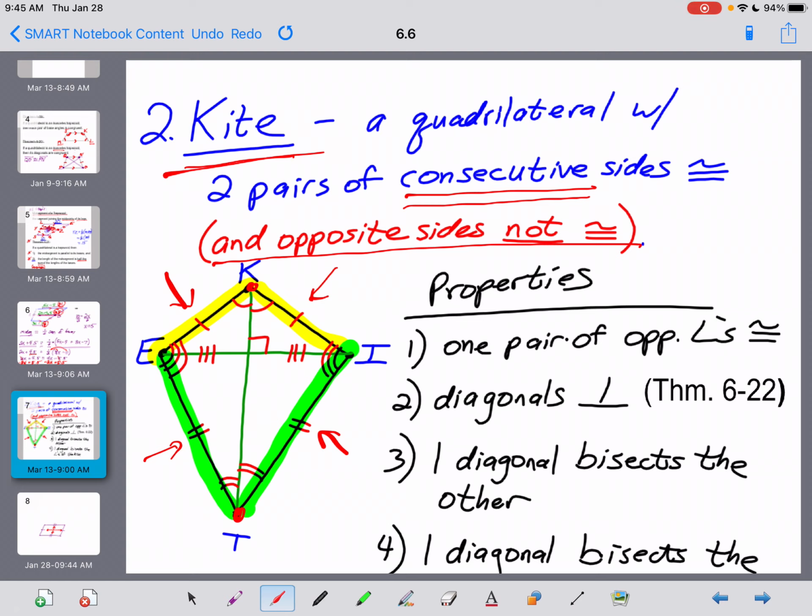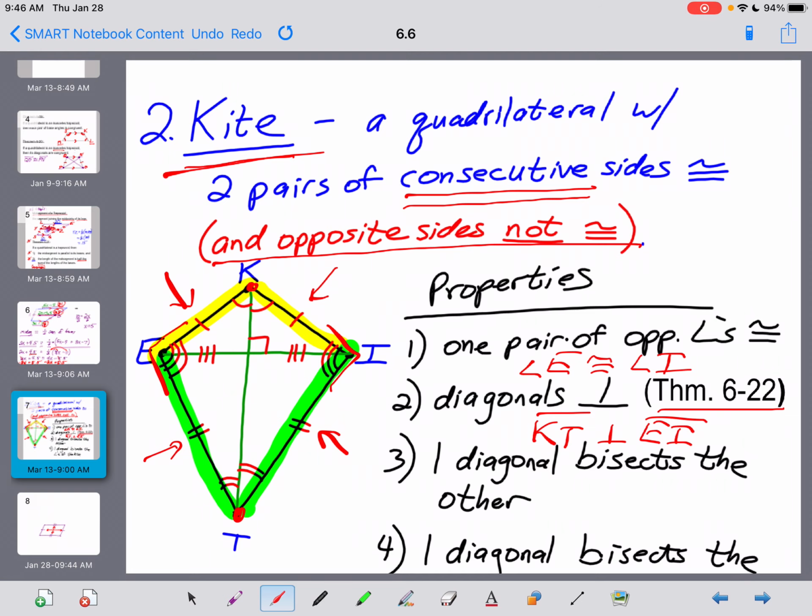But we've got 4 properties that we need to talk about here that go along with it. First of all, in a kite, one pair of your opposite angles are congruent. And in this figure, it's going to be angle E all the way over on the left is going to be congruent to angle I. And I'm talking the big outer angles here, E and I are congruent. K up on the top and T down on the bottom are not congruent. Next one, and this one's actually a theorem in your book, 6.2.2, the diagonals of a kite are perpendicular. Line segment KT is perpendicular to line segment EI.